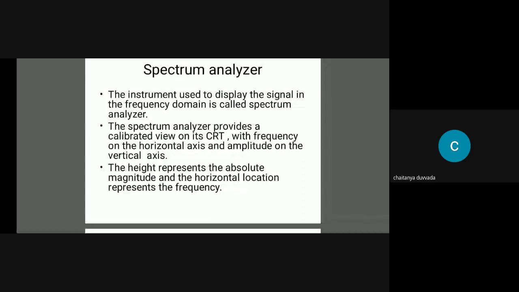And also the spectrum analyzer provides a calibrated view on its CRT with frequency on the horizontal axis and amplitude on the vertical axis. If we have to show the spectrum analyzer's waveform in the CRT, the cathode ray tube, for example in the CRO, some phosphorus screen is there. If we use the CRT to show the spectrum analyzer's waveform, then in that waveform, frequency is on the horizontal line and amplitude is shown on the vertical line.